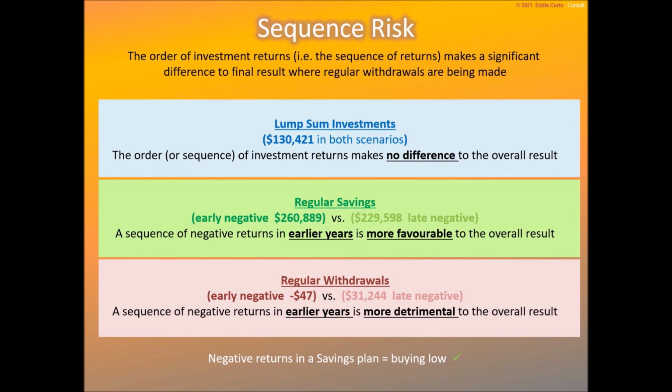When it comes to regular withdrawals or pension payments, a sequence of negative returns, particularly early in the years, is more detrimental to the overall result. The reason for this is that in a pension, you are selling, and if you have a negative return in a pension, it forces you to sell low, which we all know is contrary to our investment rule. Buy low, sell high. So hopefully by going through this, we've now got an understanding of what sequencing risk is, and that sequencing risk only affects a regular withdrawal or pension plan.